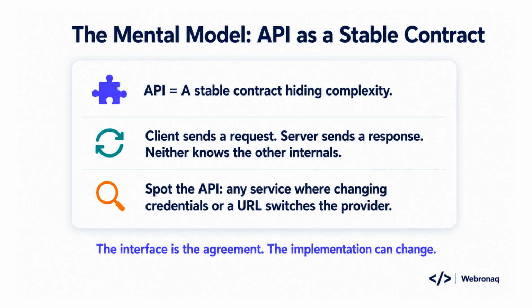Here is your pattern for spotting APIs anywhere. When you see a service where swapping a URL or a credential switches the whole provider underneath, you are looking at a well-designed API. Stripe, GitHub, Bedrock, your weather widget, your login button. All of it runs on this idea.